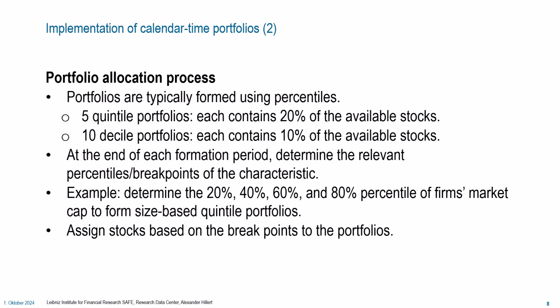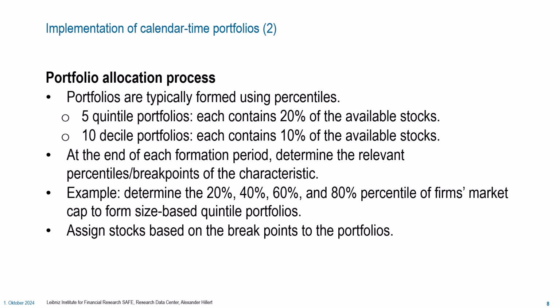How does this assignment using percentiles work? Well, in the beginning, we need to know what is, in case of quintile portfolio, the 20th percentile, the 40th percentile, the 60th percentile, and the 80th percentile, based on the characteristic we would like to sort stocks on. And then depending on what the characteristic of stock i is, compared to these percentiles, we will put it in one of the 5 portfolios.